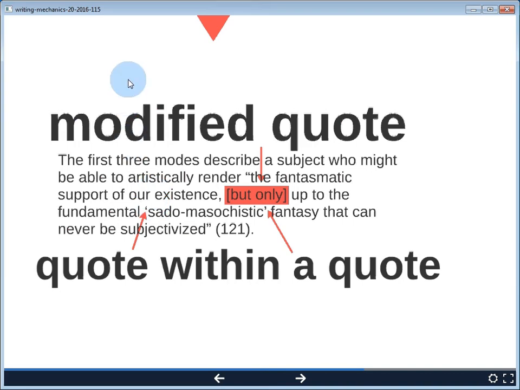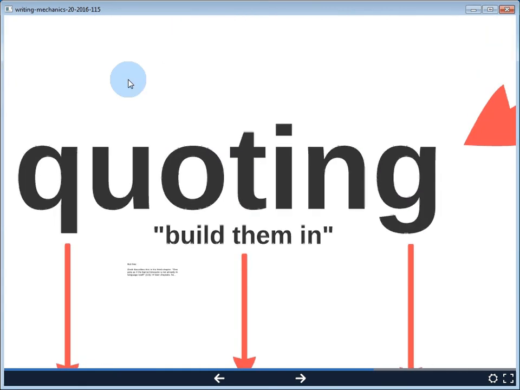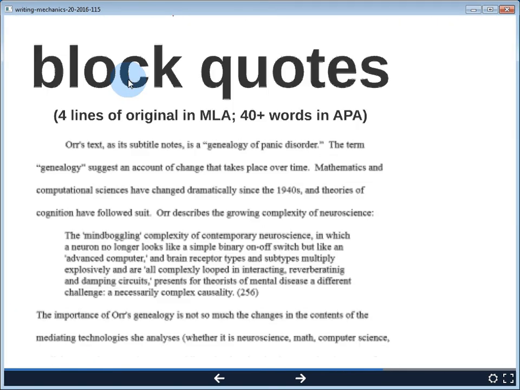So you can add things, as long as they don't change the meaning, by doing so within square brackets, and you can remove things, so long as it doesn't change the meaning, by indicating that with 3 dots, 3 ellipses. If you have a quote within a quote, which does happen sometimes, the interior quote uses single quotation marks. The exterior quote always uses double quotation marks. Always build them in.